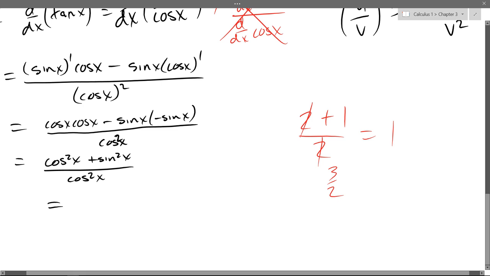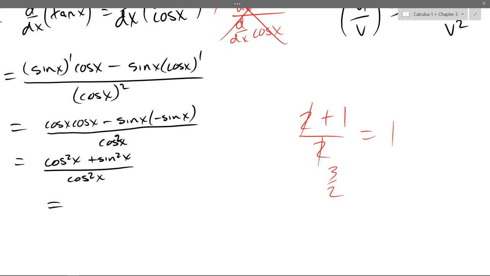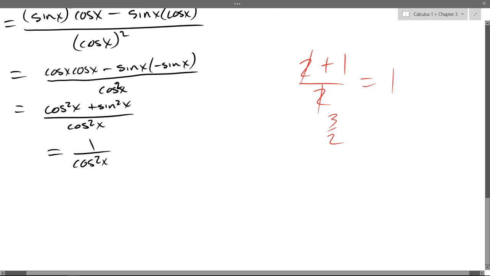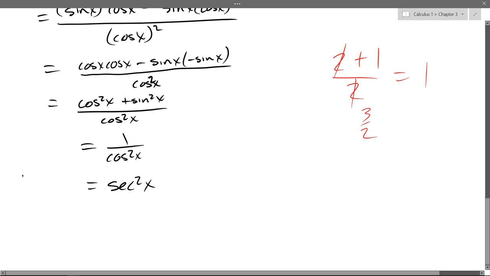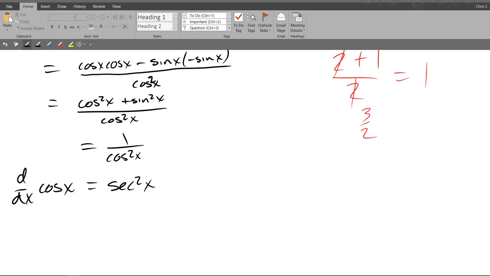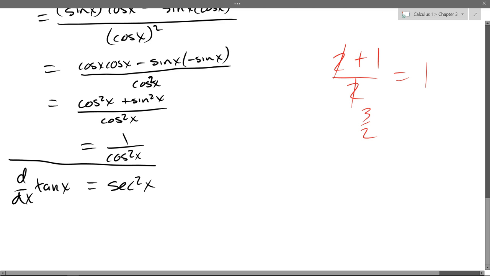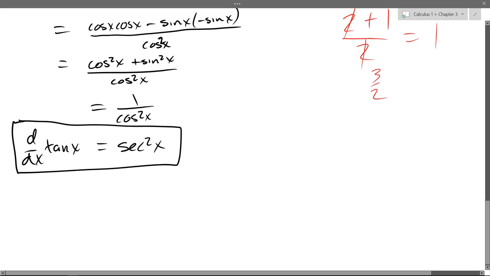All right, what about trigonometry can I use here? Yep, so they add up to be 1. And of course, 1 over cosine is secant, so this is secant times secant, or secant squared. Oh, not cosine. That was tangent. Okay, what's up next?